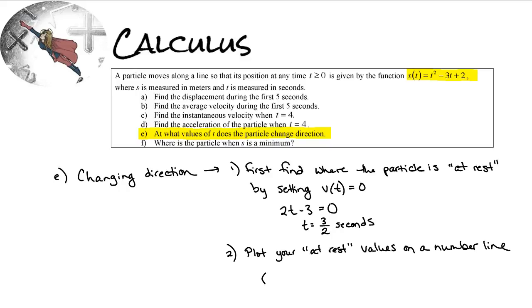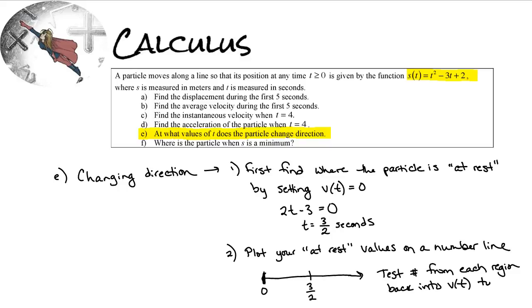Like this. Now actually time cannot go below 0, so we'll call the beginning of the number line 0, and it'll only go on in the positive direction, and then I'll stick 3/2 on here. And then what we're going to do is test a number from each region back into v of t to find if your answers are positive or negative.